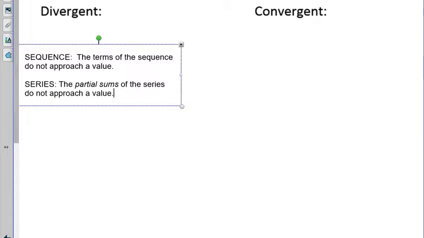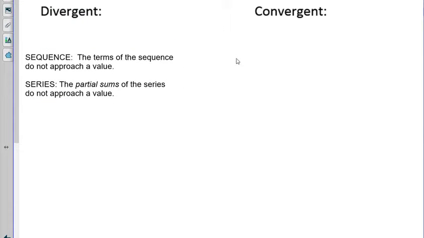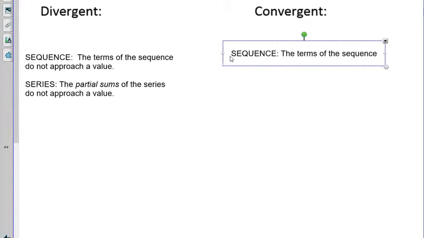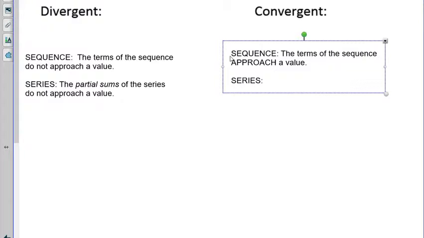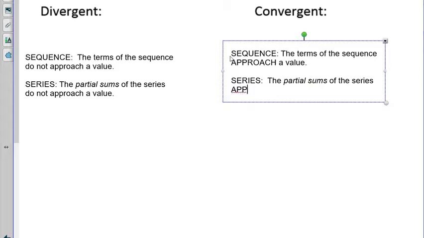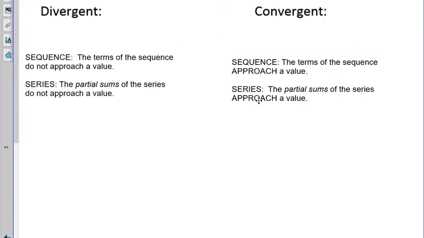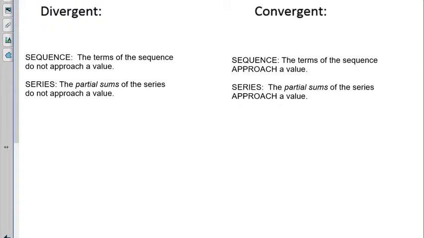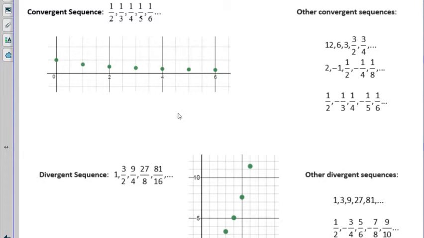Okay, so that's the definition of divergent, and then hopefully convergent will make sense when we say that if a sequence is convergent, then the terms of the sequence approach a value. And if a series is convergent, then what we call the partial sums of the series do approach a value. Okay, so those are kind of the general definitions. And now I'm going to show you some examples of convergent versus divergent series. Okay, and these should be on your paper.